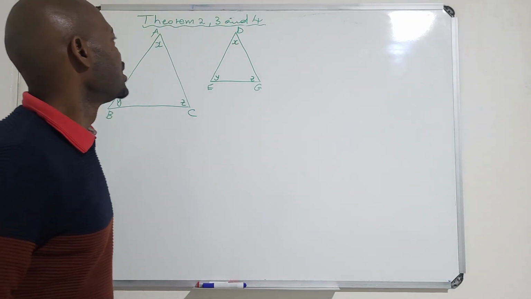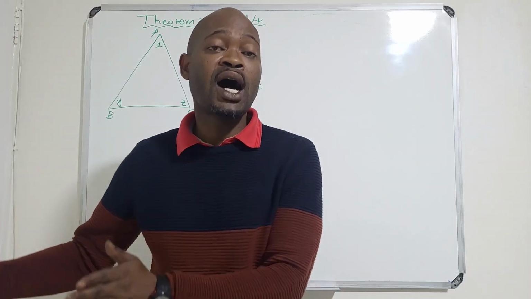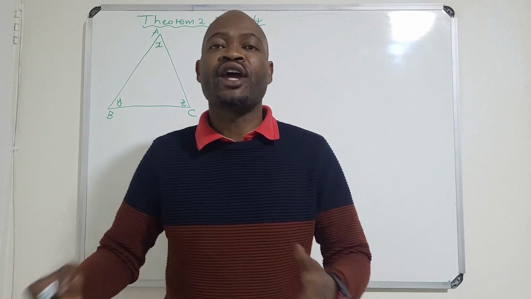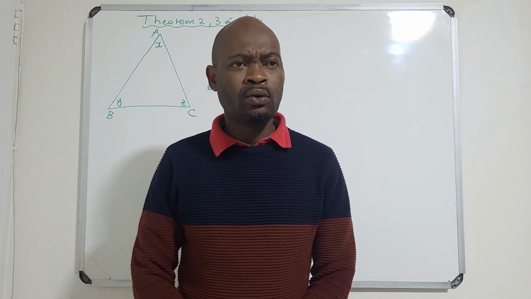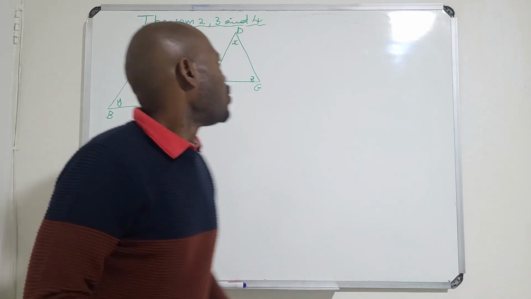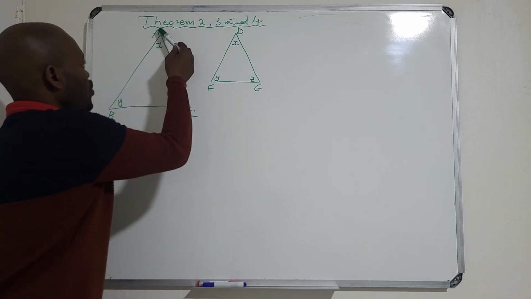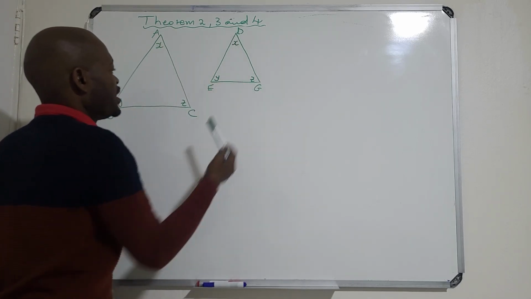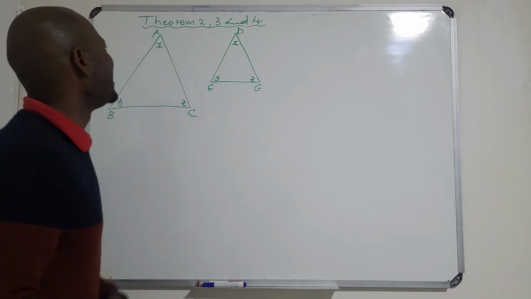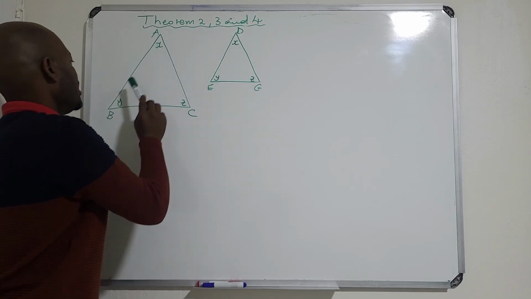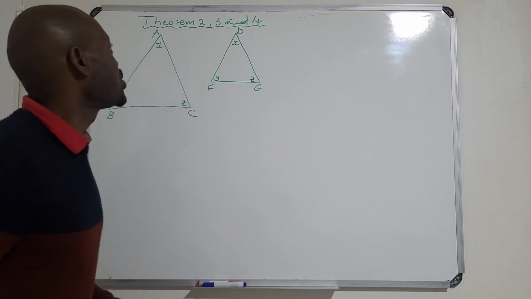Theorem number 3 states that when the corresponding sides of two triangles are in the same ratio, then the two triangles are similar. It means that when this side over this side is equal to this side over this side, is equal to this side over this side, then this angle is equal to that angle. This angle is equal to that angle. This angle is equal to that angle. That's what theorem number 3 states.